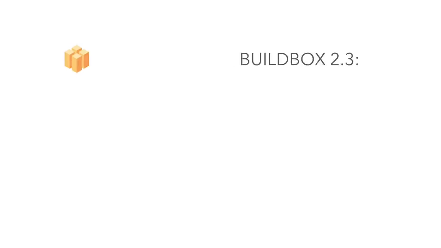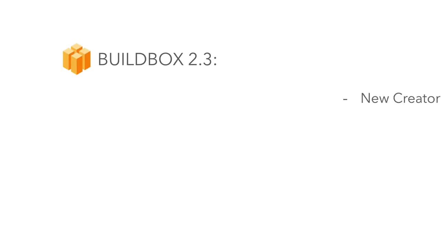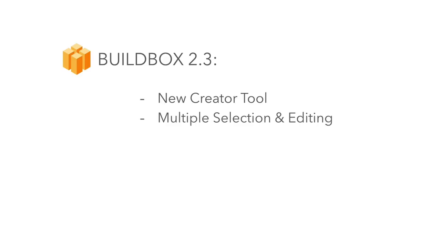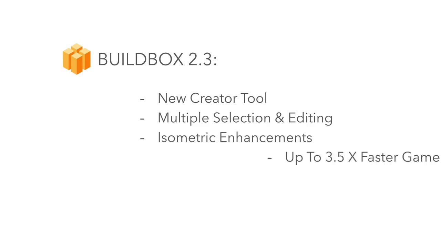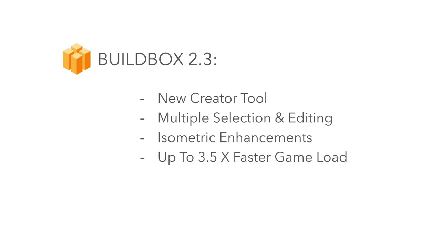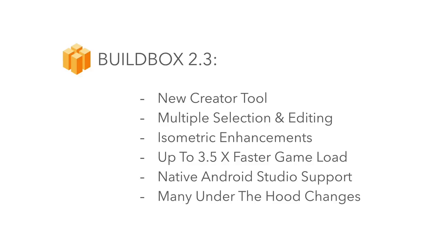All right, guys, so that's Buildbox 2.3: a brand new creator tool, multiple selection and editing, isometric enhancements, and also your games are now going to load up to 3.5 times faster than with 2.29. We also added native Android Studio support, one of the most requested features, and a ton of under the hood changes. We have a whole new undo redo system, tons of rendering improvements that are going to make your games feel even better. So we're really excited for you guys to try out Buildbox 2.3.